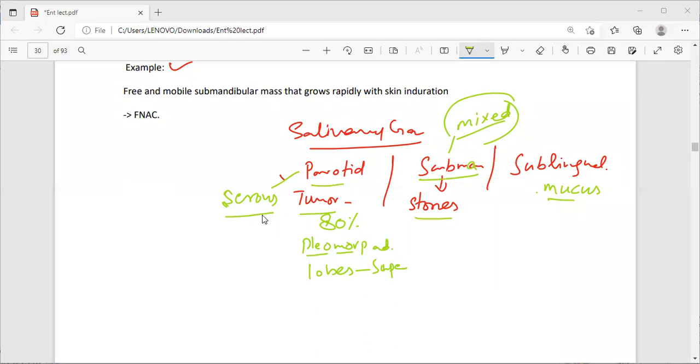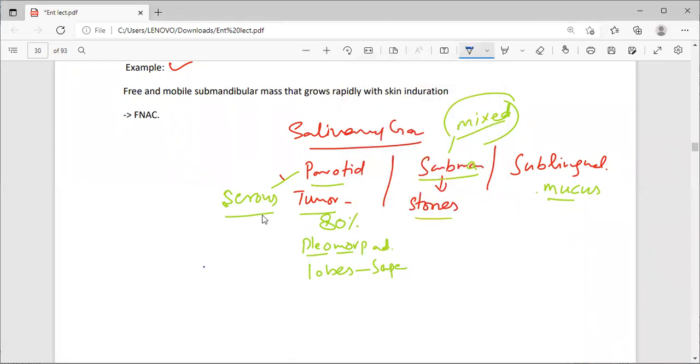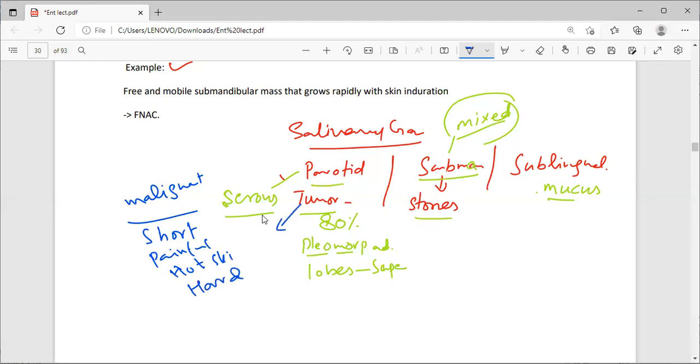Okay, whenever you see a patient with a short history, now I will tell you what could be malignant. Okay, what could give you malignant? When a patient comes with a short history, and when a patient comes with a painful, hot skin, and if you see there is a hard tumor, I'm talking about malignant tumors.